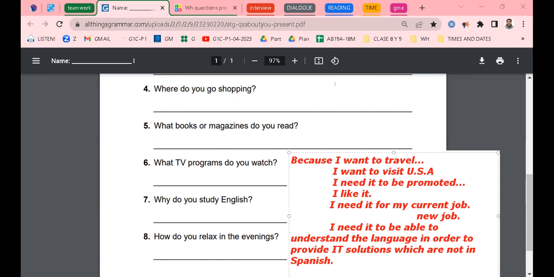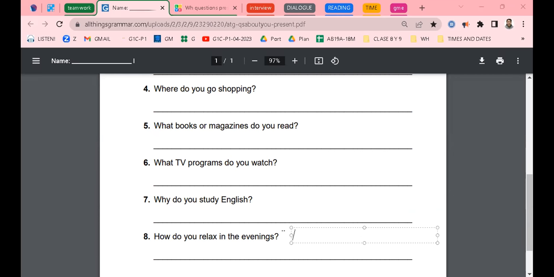Okay, next question. How do you relax in the evenings? What do you do? Do you rest? Do you sleep? Do you watch TV? Do you listen to music? I listen to music. Okay, what kind of music do you listen to? Classical music. Interesting. Any special singer? Beethoven, Mozart. Okay, excellent. Fernando, how do you relax?